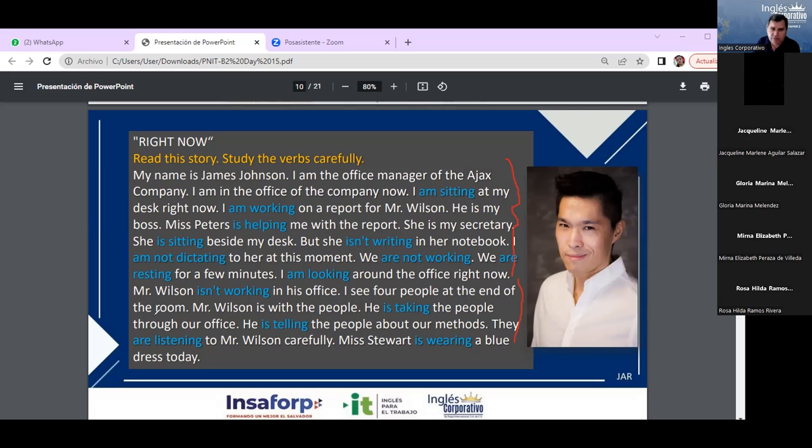Mr. Wilson is with the people. He is taking the people through our office. He's telling the people about our methods. They are listening to Mr. Wilson carefully.